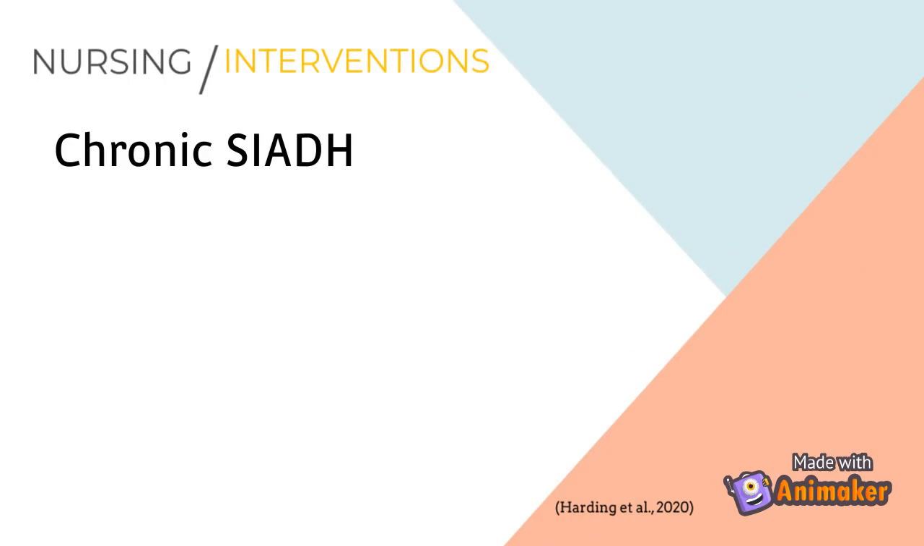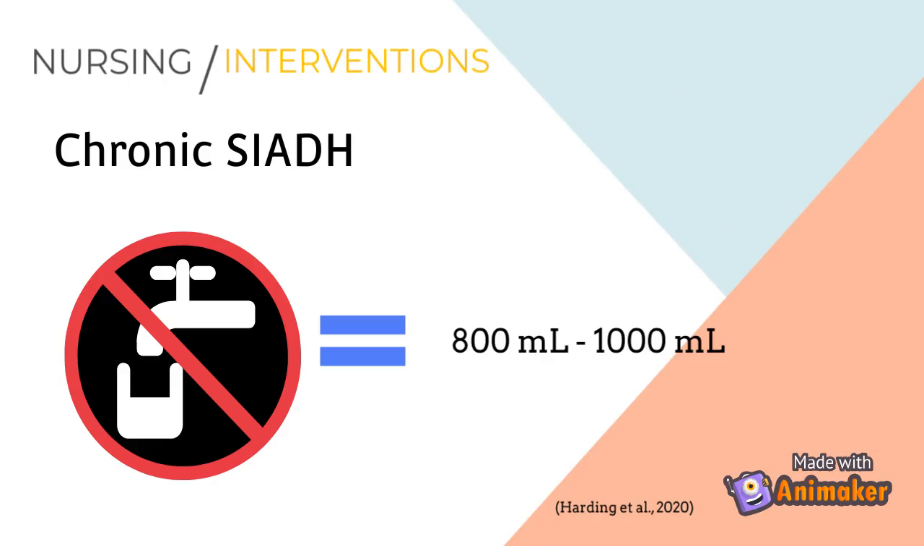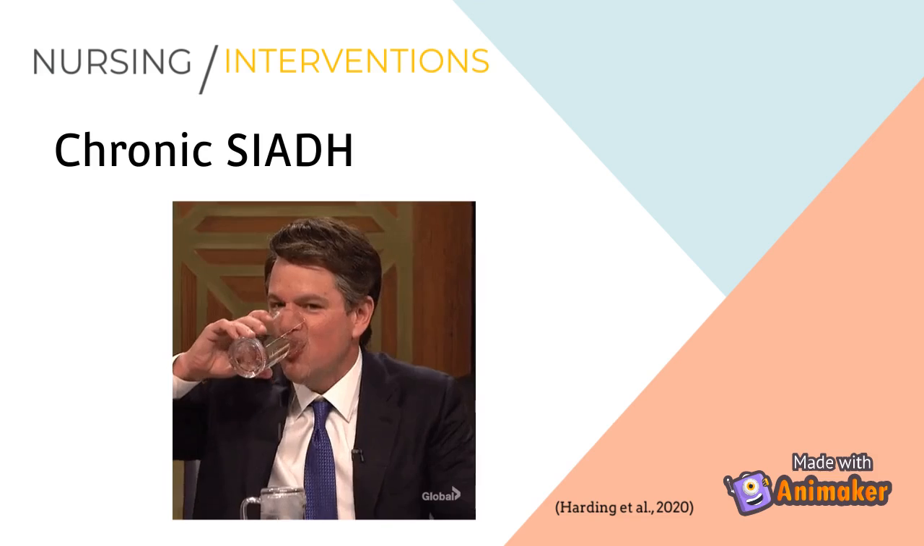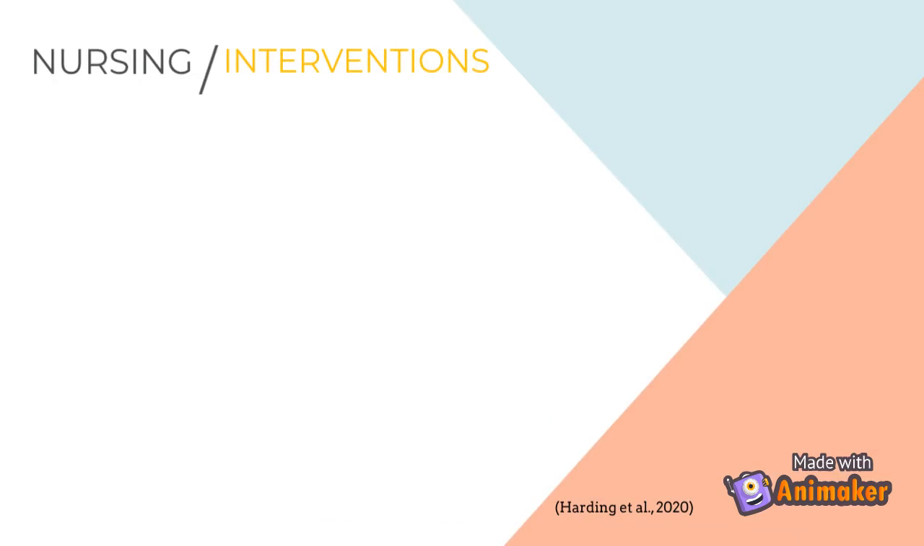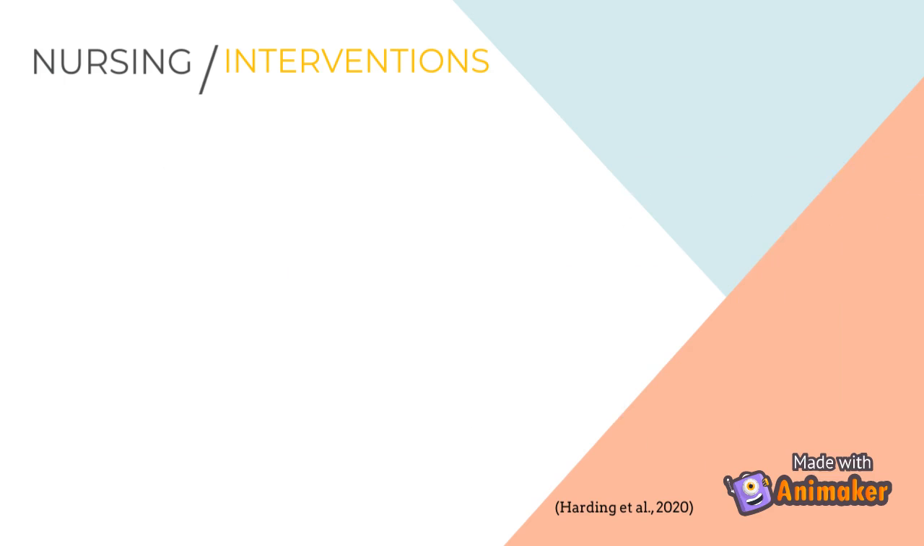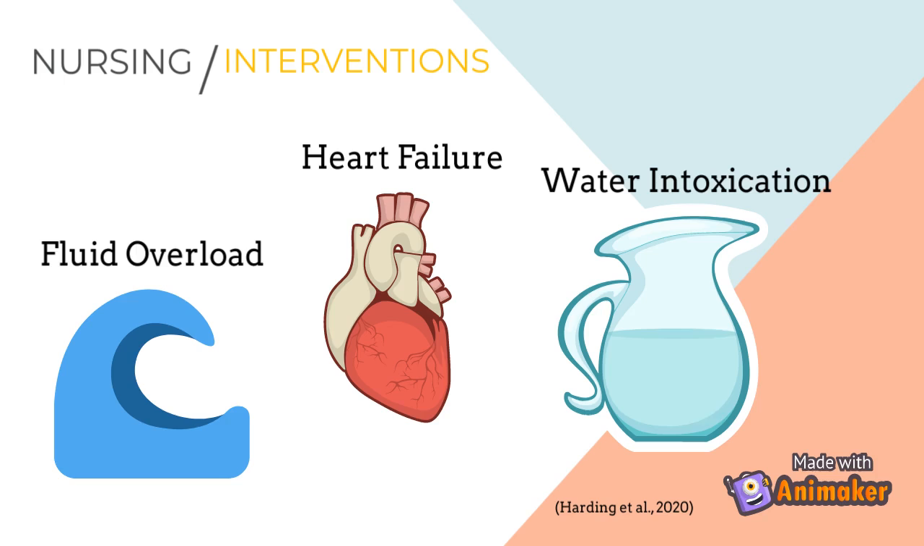When treating patients with chronic SIADH undergoing a fluid restriction of 800 to 1,000 milliliters a day, it is recommended to offer them ice chips or sugarless chewing gum to help them with the discomfort of thirst. The nurse should use 0.9% sodium chloride instead of water to flush enteral tubes and to mix medication or dilute feeding given enterally. Monitor for fluid overload, heart failure, and water intoxication by observing distended neck veins, crackles in the lungs, confusion, headache, edema, and disorientation.